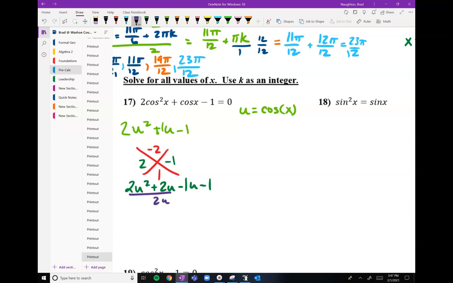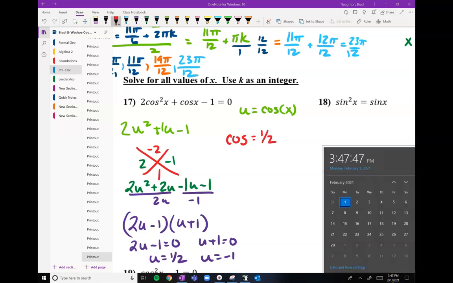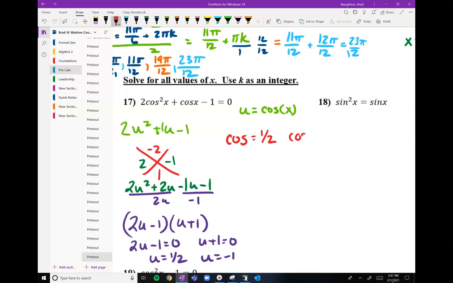Starting to go a little bit faster on these factorings. Hopefully you guys are doing okay with this. So this is going to be 2u minus 1. And then u, let's see, plus 1. And so when we set those equal to 0, 2u minus 1 is equal to 0. So u is going to be 1/2. And then we're going to get u plus 1 is equal to 0. So u is equal to negative 1. And then back substituting it in, when is my cosine 1/2? And when is my cosine a negative 1?